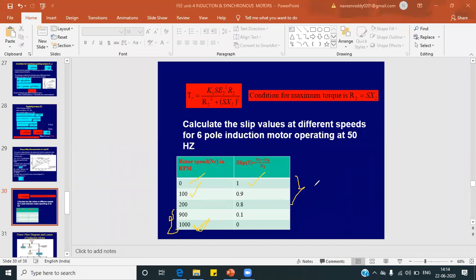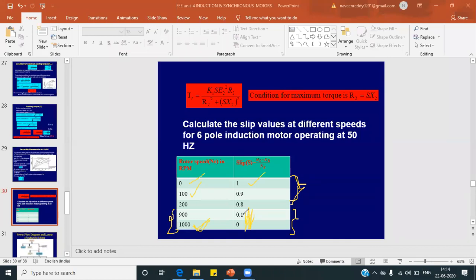When the motor is about to start, what would be the value of slip? It is nearer to 1 during starting. During running conditions, that is when it is nearer to 1900 RPM, the slip value is very, very low. That is 0, 0.1, 0.2, like that. That is the case.